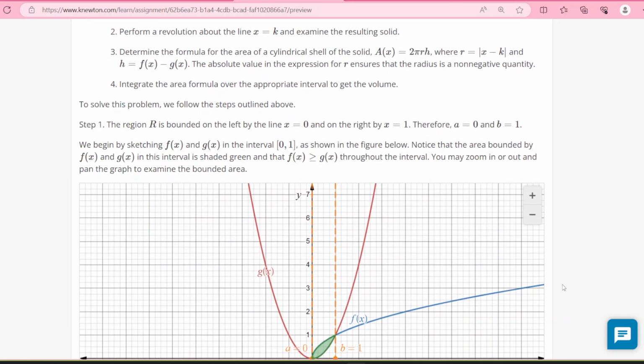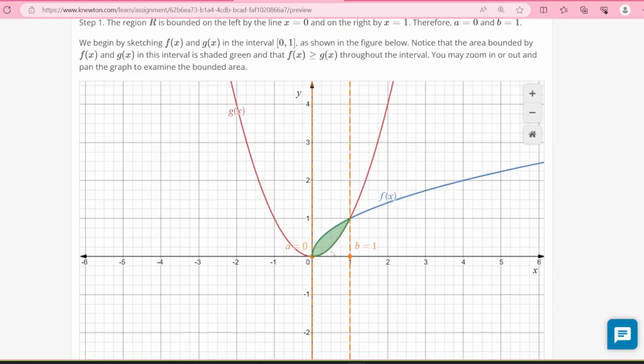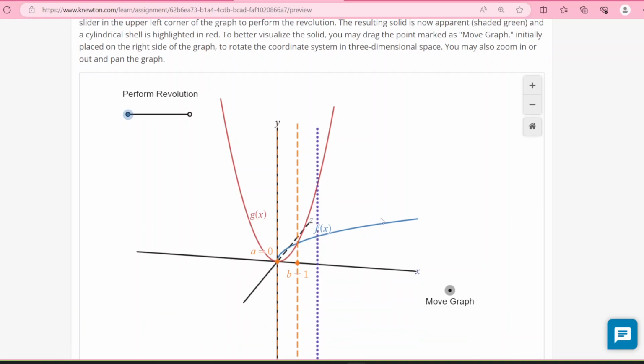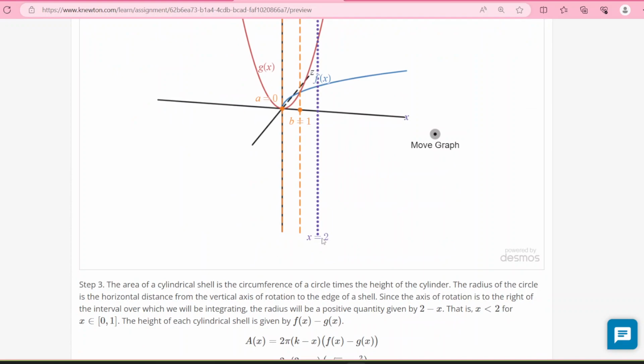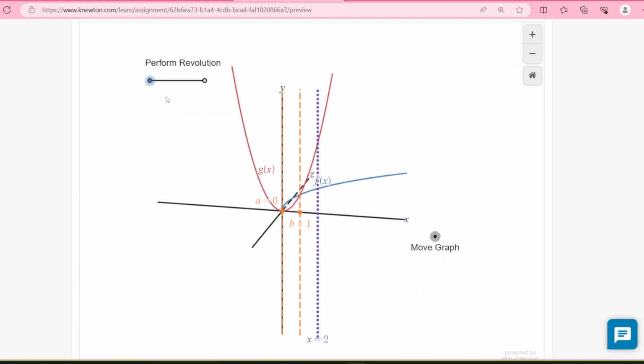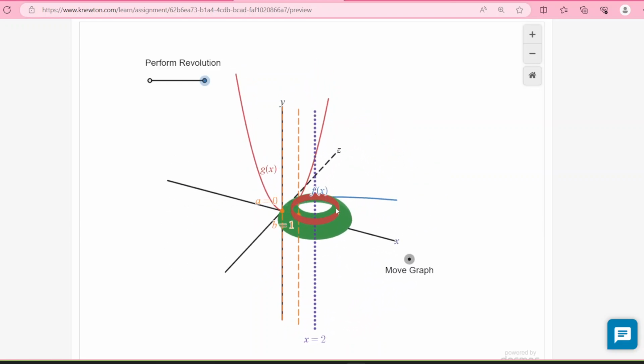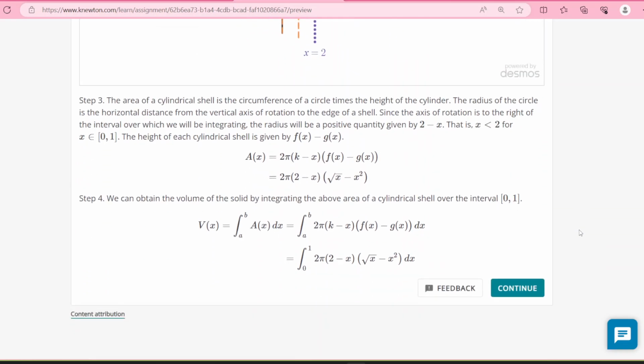And once again, as for all these problems, they show you the region. This was the region. And they show you what happens when you rotate it around. This dotted line here is at x equals 2. And let's see it rotated around. You see it start creating this three-dimensional figure. And you can move this around here, see more of it. A little bowl shape, kind of with a hole cut out. And then, set up the integral to find the volume of that shape, which we just did.